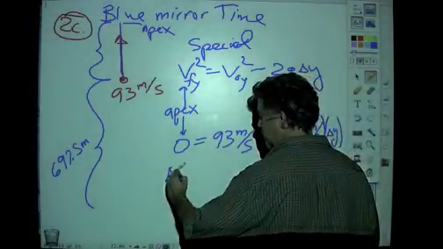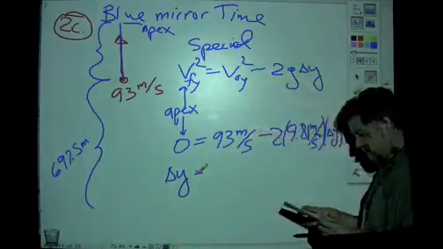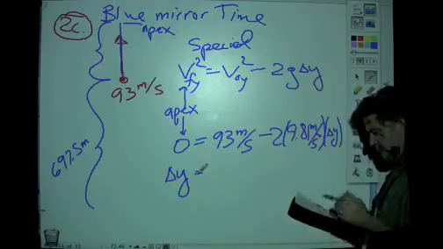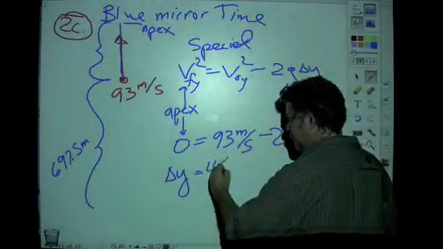I'll let you do that at home, and delta Y ends up being 441.